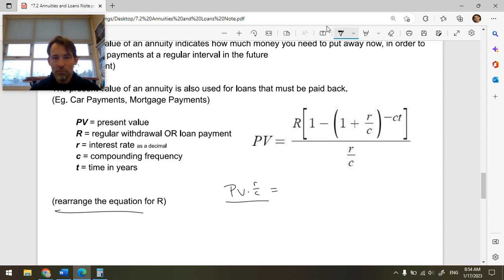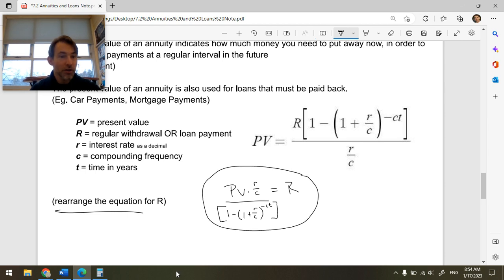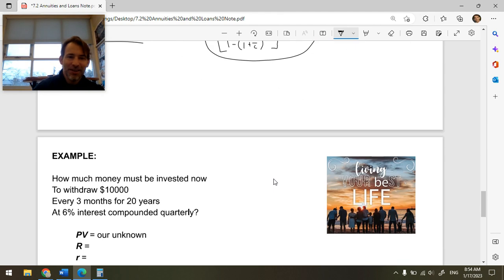So this would be PV multiplied by R over C, all over 1 minus the bracket 1 plus R over C, to the negative CT. This has a negative exponent in it, and that will be equal to the regular payment. So here is another rearrangement of that formula that is also true. If this is true, then that's true. Okay, let's go. Let's use it.